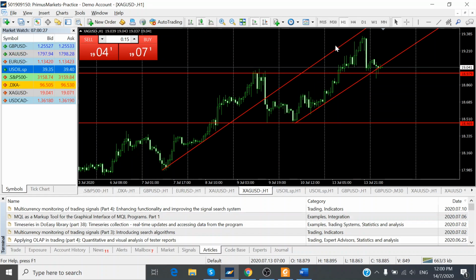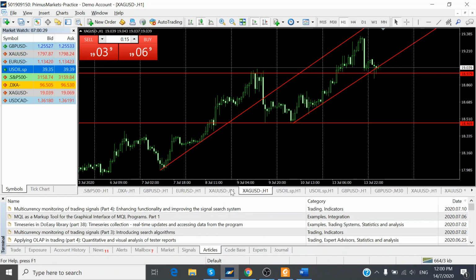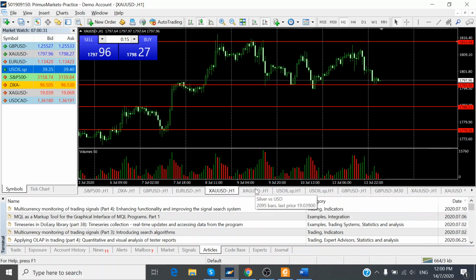Silver was mostly bullish, surprisingly, more bullish than gold prices.